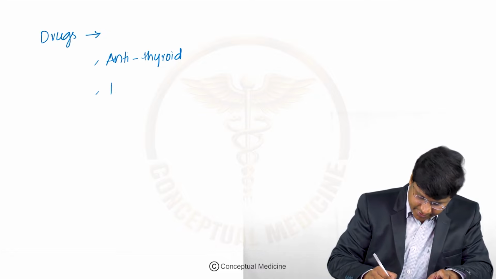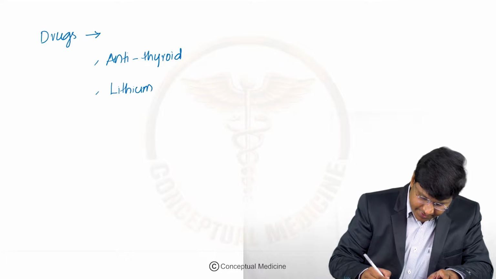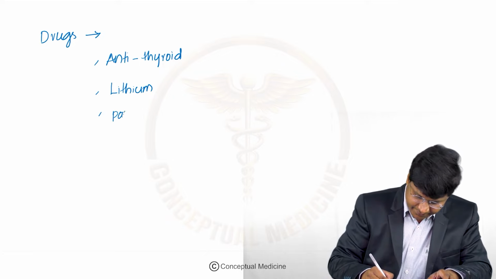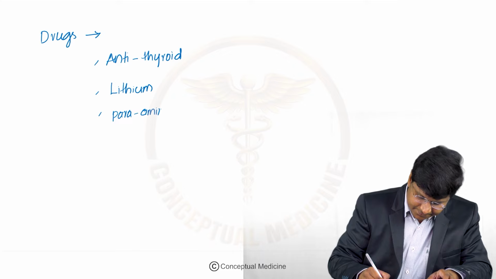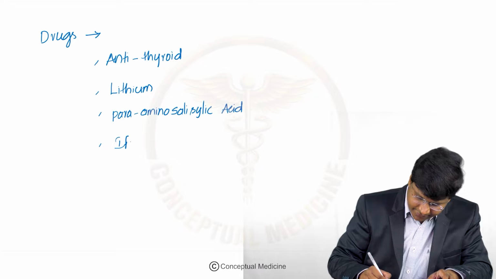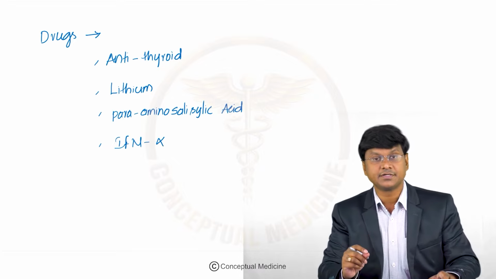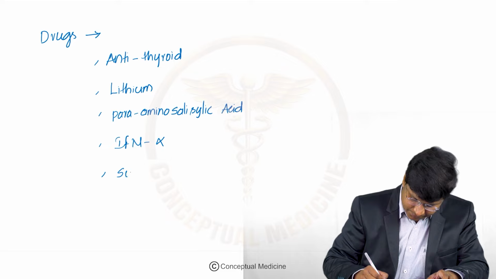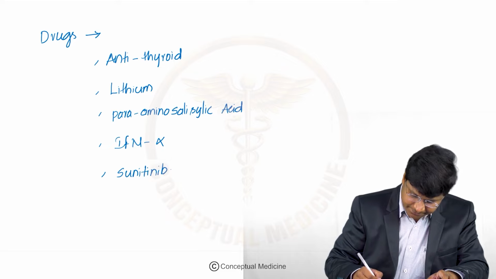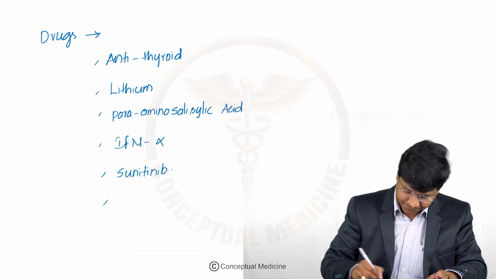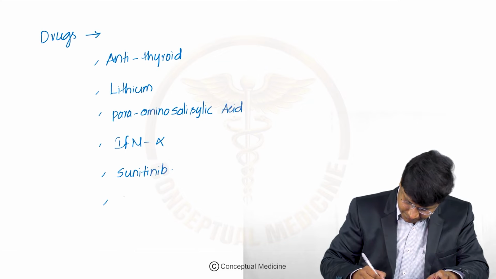And the next important drug is lithium. Lithium is a drug used in the treatment of bipolar disorders which will cause hypothyroidism. Next we have para-aminosalicylic acid. Next we have interferon alpha. Next we have a drug used in the treatment of renal cell carcinoma that can cause hypothyroidism, and that is sunitinib. And we also have a drug which we were using previously for the treatment of Cushing syndrome, that is aminoglutethimide.